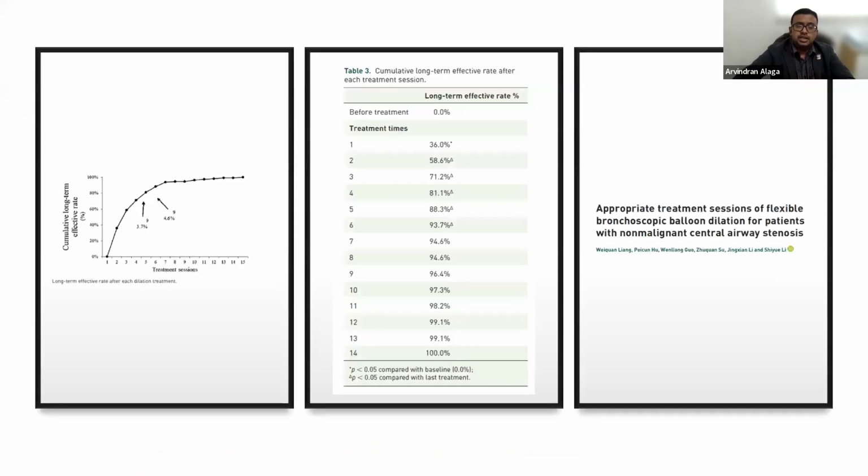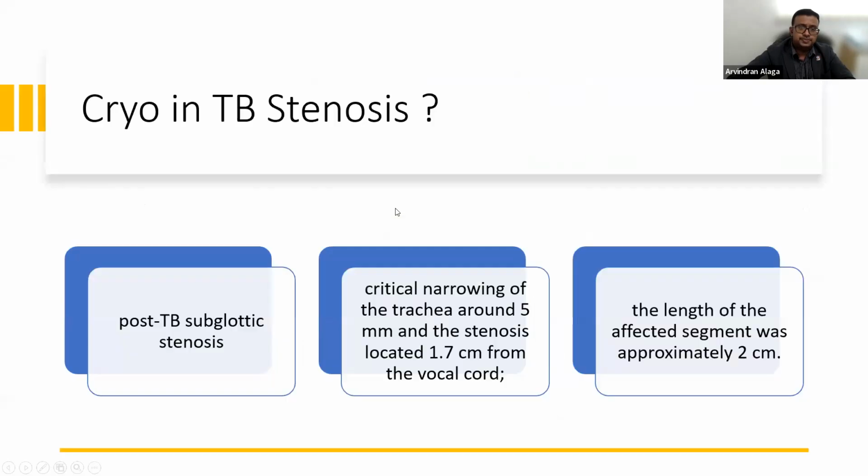So what is the maximum dilatation that can be done for a patient? If you notice, this paper from China says that with a maximum of 4 dilatations, the results become static. We have achieved around 81%. So we try to focus on a maximum of 4 dilatations, and after 4 dilatations, the results almost become static, 81, 88, not much of a difference. But if you notice, 1 to 2 dilatations give around 36, 56, and 71%. So we try to maintain 4 dilatations here.